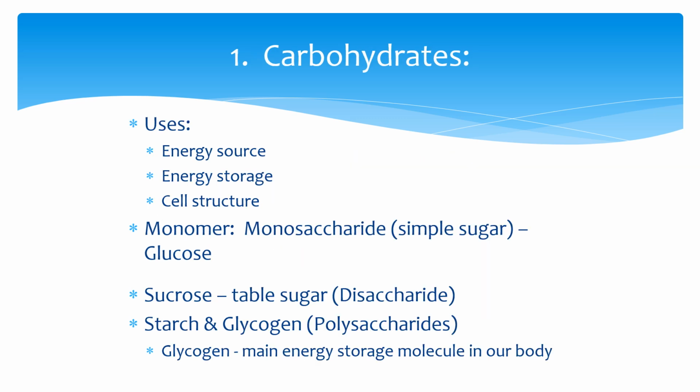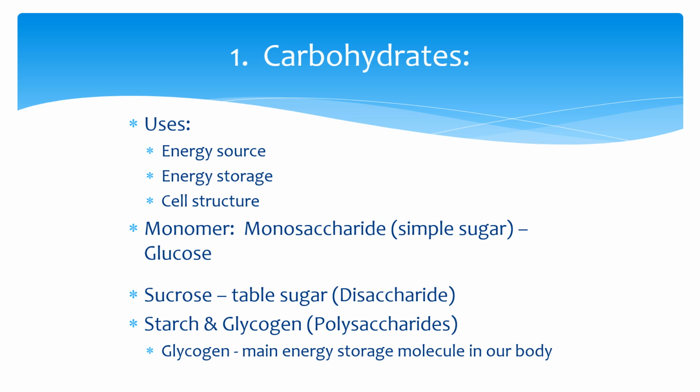Our first macromolecule is going to be carbohydrates. I really want you to highlight, underline, star next to where we have the uses, which is energy, and then cell structure. So it's an energy source. It's also an energy storage. The main monomer within carbohydrates is a monosaccharide. Mono means small, which this is just translating into that it's a simple sugar like glucose.